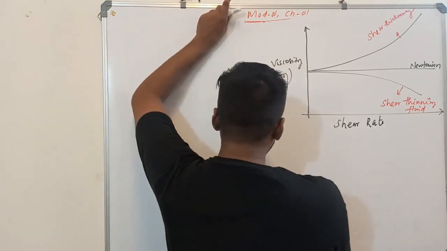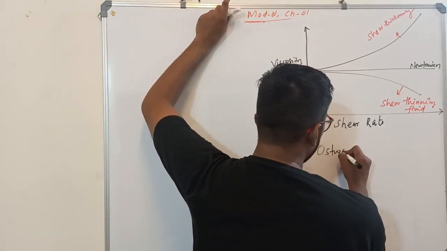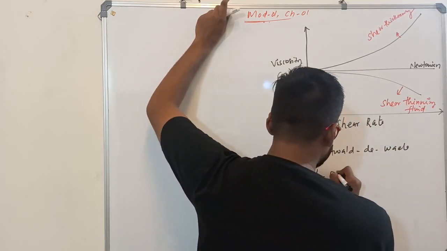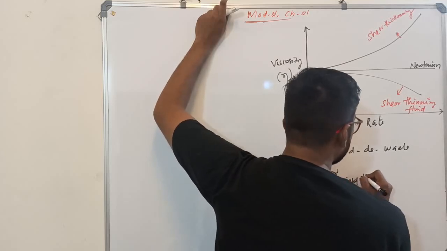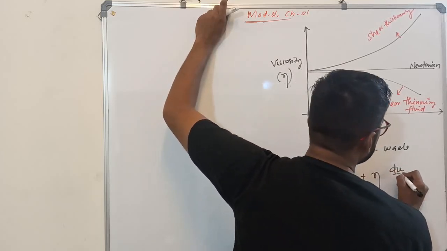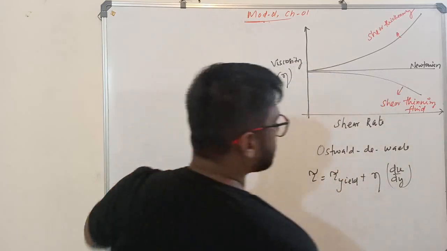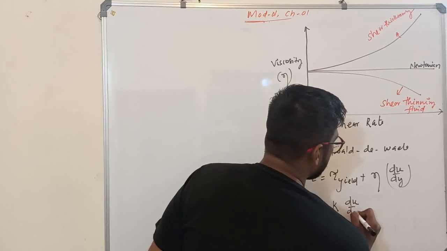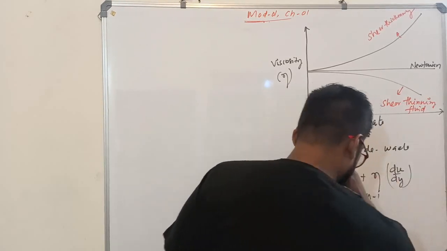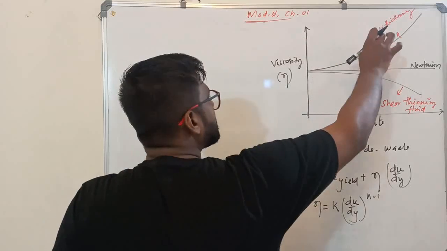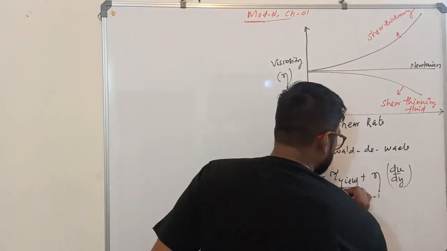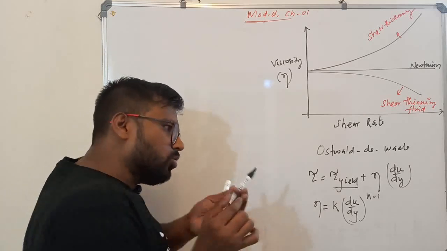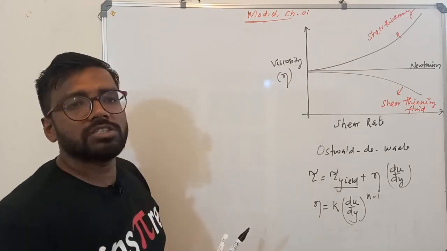If you remember, I told you, Sir Ostwald gave an equation, that is tau is equal to tau yield plus eta du by dy. This is the equation he gave. And we wrote eta is equal to k (du by dy) to the power n minus 1. This is what we have written. So in all these cases that we have discussed till now, tau yield is 0, that is, no shear stress is required to overcome the viscosity barrier here.